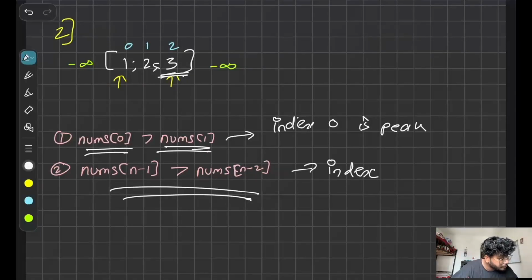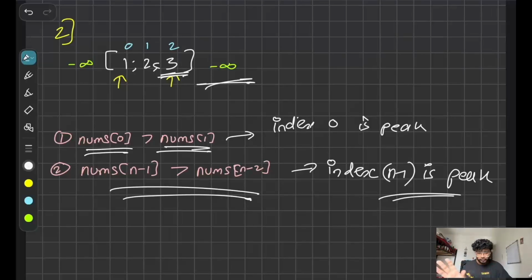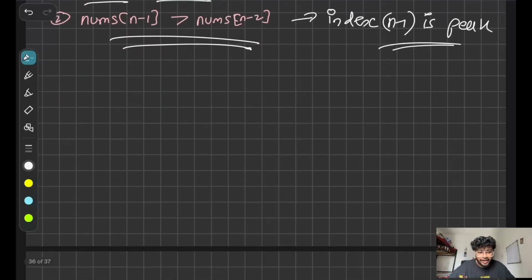index n-1 is peak, where n is the size of the array. Okay, I think the edge cases are pretty clear.